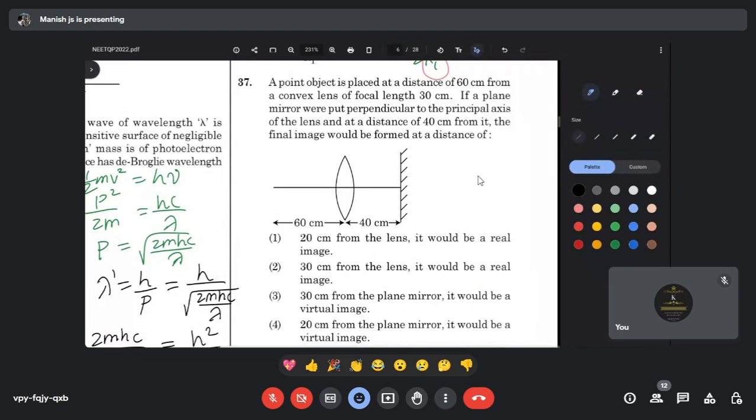Is that okay? Where is the object placed? At 60 centimeters. So we place the object here. So this is object O. From here the light ray is entering, hitting your lens. So it goes and hits your lens.